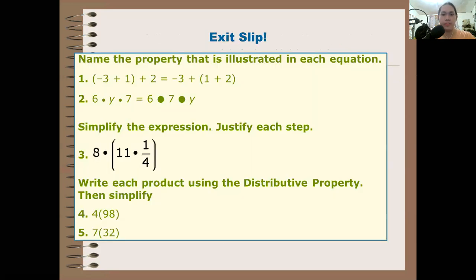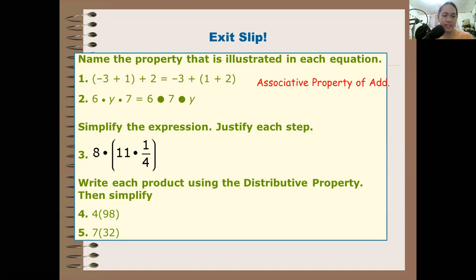So the properties. So this one, let's have an exit slip. Name the property that is illustrated in each equation. For number 1, what do you think? Okay, that is the associative property of addition. For number 2, we have it.